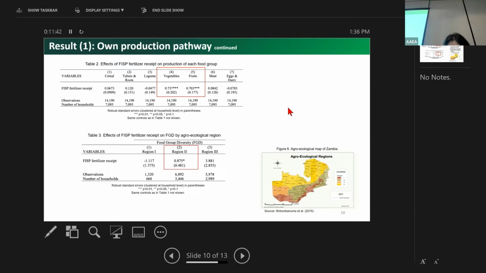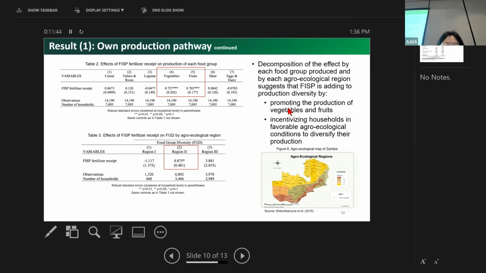conditions. So this suggests that FISP is adding to production diversity by first promoting the production of vegetables and fruits, and then also incentivizing households who are living in these favorable agroecological conditions to even more diversify their production.